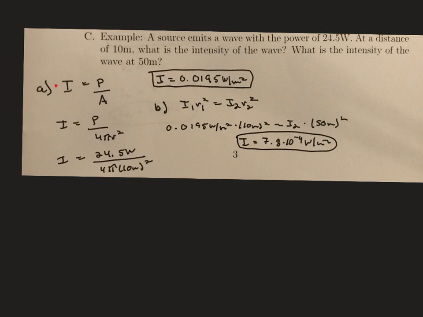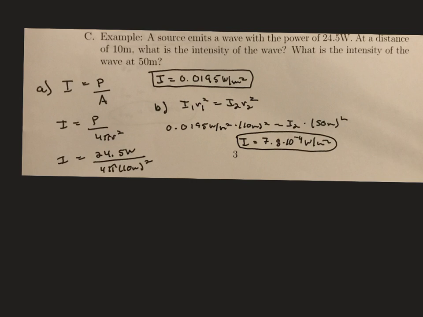Alright, so we know that intensity equals power divided by area, so that's the surface area that the sound wave is traveling through. And since we're assuming spherical waves in this course, we need to replace that area with 4 pi r squared, which is the surface area of a sphere. So I can plug in the power provided, 24.5 watts, and divide it by 4 pi times 10 meters squared. That gives me an intensity of 0.0195 watts per meter squared.